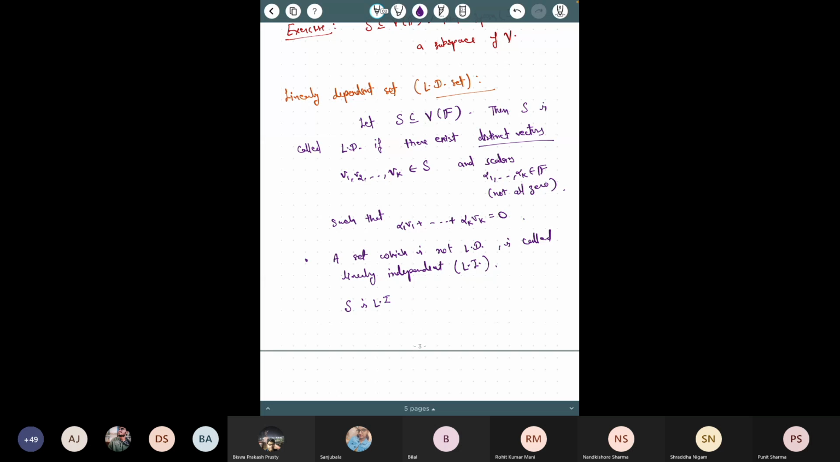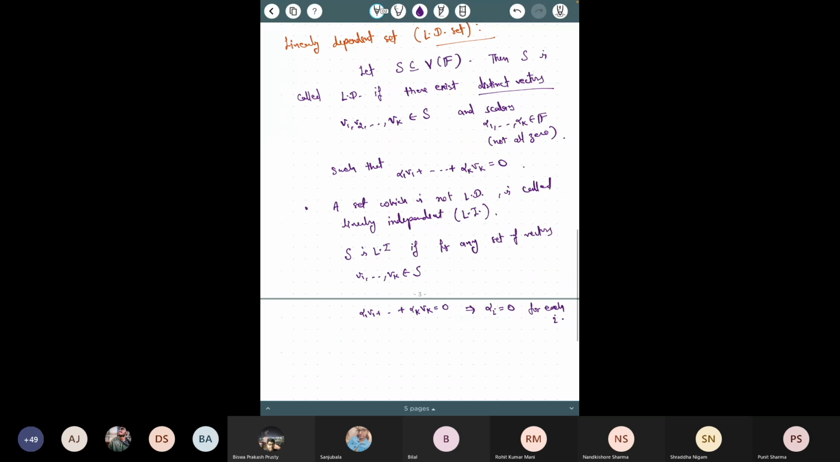S is linearly independent if for any set of non-zero vectors v1 to vk in S, alpha 1 v1 plus and so on up to alpha k vk equals 0 implies alpha i equals 0 for each i. Then S is called linearly independent.